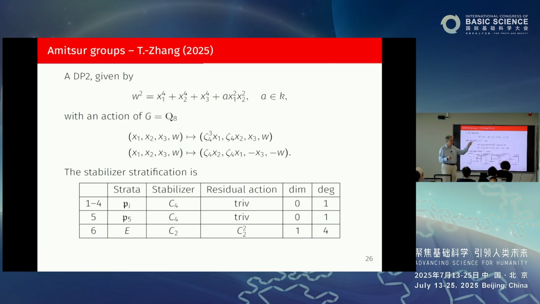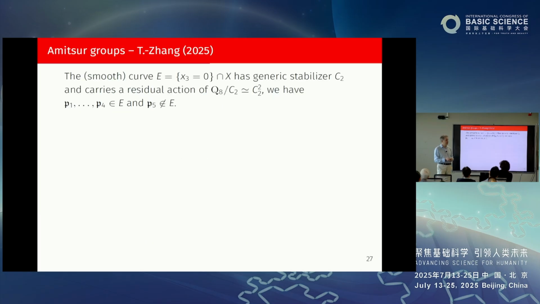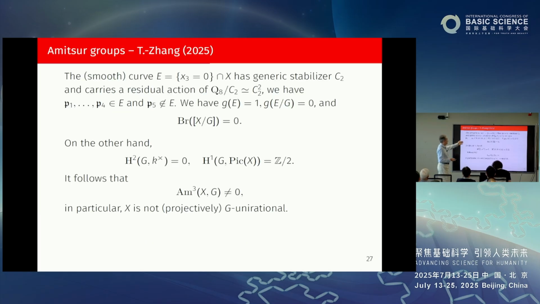Of course, every abelian subgroup of Q8 is cyclic, and cyclic actions on smooth projective rational varieties have fixed points. So, how do we know that there is an obstruction? Well, we look at the stabilizer stratification. There is some elliptic curve. We compute the Brauer group of the quotient stack. We find that it's zero. And then we know the H2. In fact, we know the B3 of G for Q8. It happens to be Z mod 2. That's why we have a chance of producing an interesting example. And we also know that H1 of G with the Picard group is Z mod 2. So that's part of all the calculations that people were making.